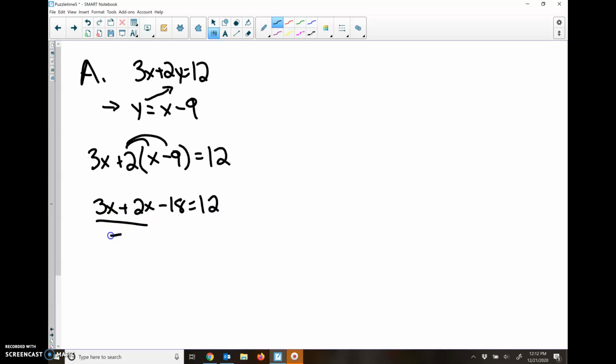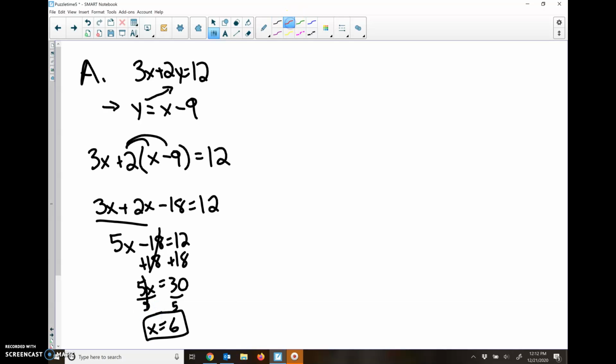I get my x's together here, so that gives me 5x minus 18 equals 12. And since it's a minus 18, I'm going to add 18 to both sides. I get 5x equals 30. Divide both sides by 5, and we figure out that x equals 6.